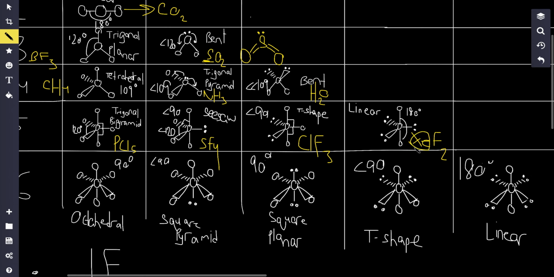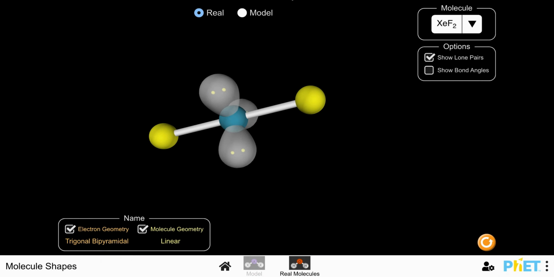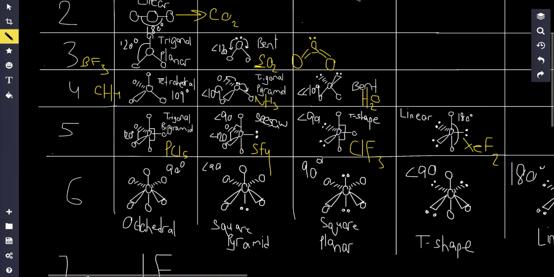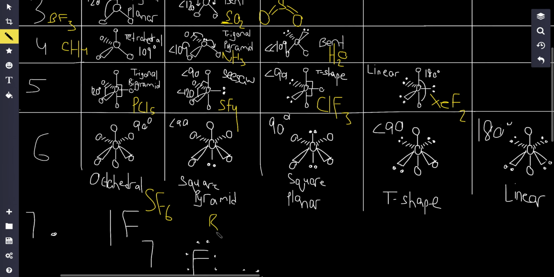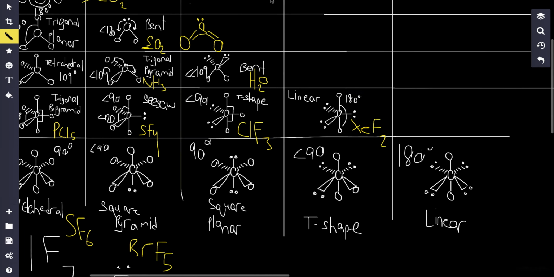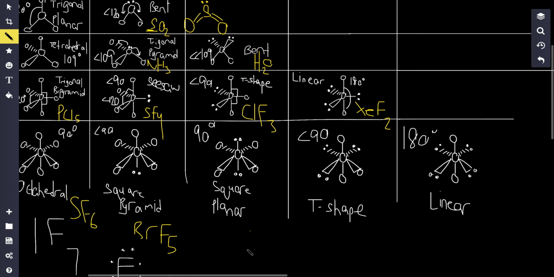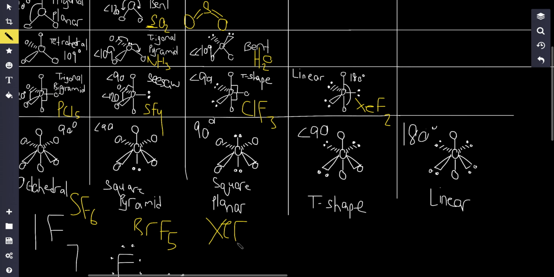In fact, noble gases can bond sometimes. For octahedral, that's going to be sulfur hexafluoride. For square pyramidal, bromine pentafluoride. For square planar, that's going to be xenon once again, and this is going to be xenon tetrafluoride.